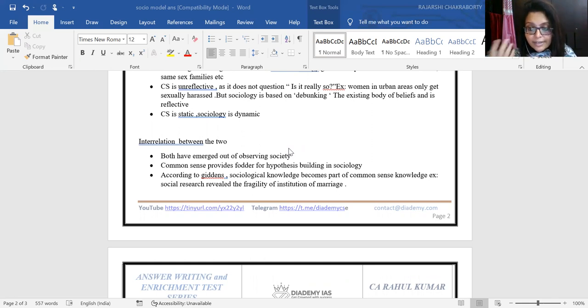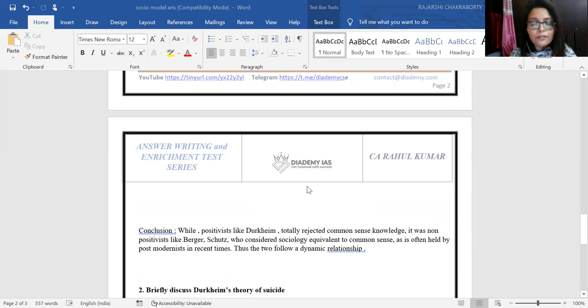So essentially both studied the society, and thereby common sense provided that fodder for sociology to analyze. Again, Anthony Giddens, the famous sociologist, has said that now sociological knowledge has become a part of common sense. Like post-globalization, there were a lot of studies on disruptions in family life. And those were sociological studies. Now people say, yes, divorces are common. It's a post-globalization phenomenon. So where did this come from? It was a result of social research that was going on. And so sociological knowledge becomes a part of common sense knowledge.